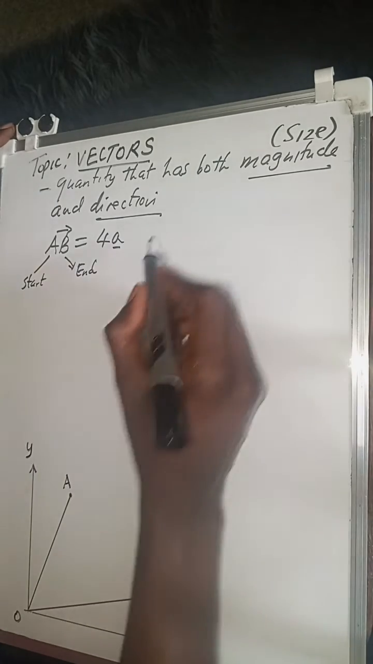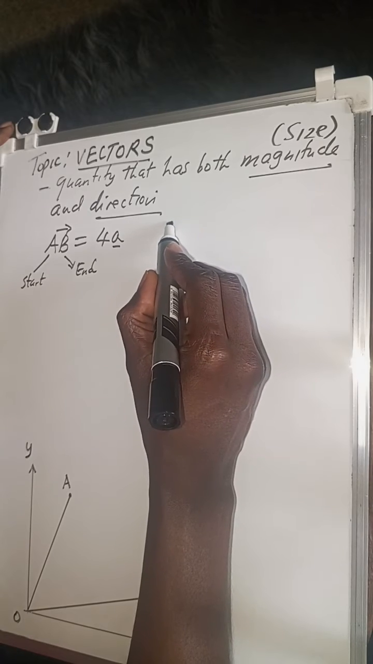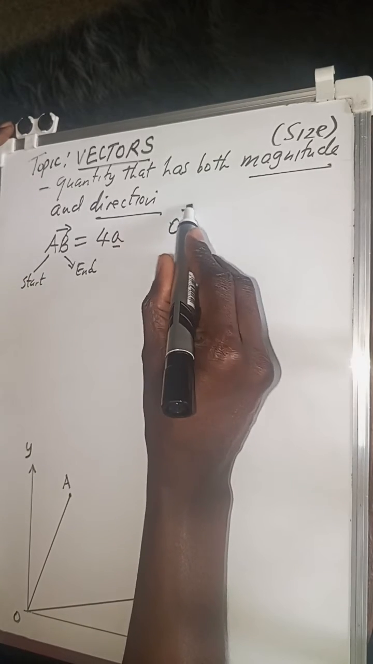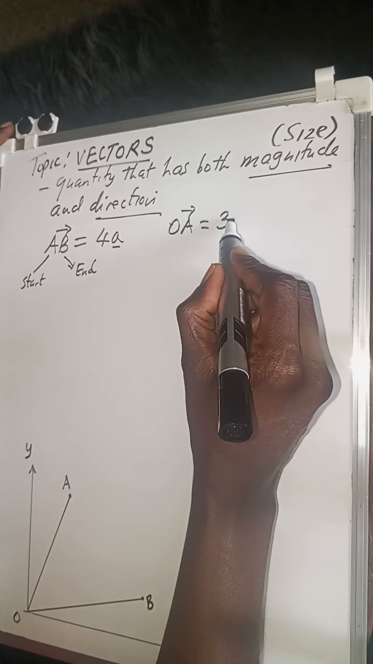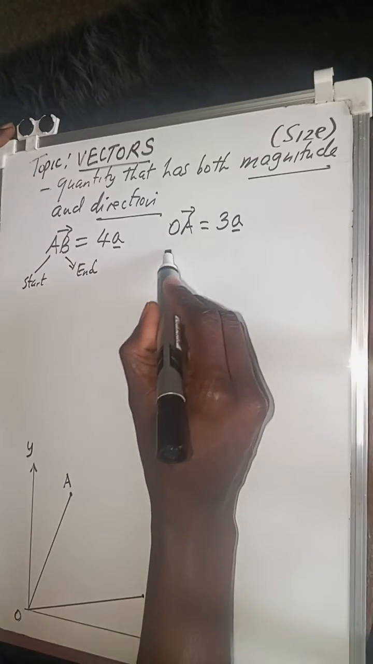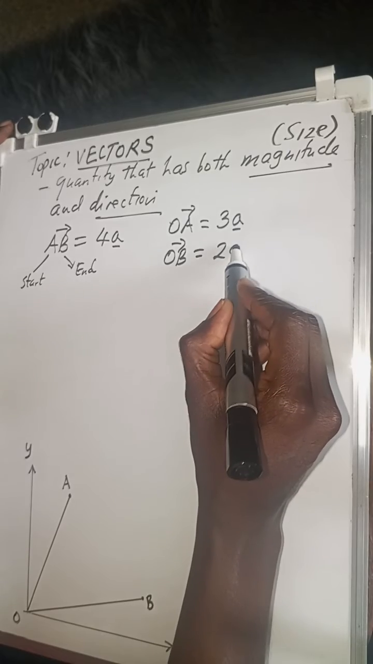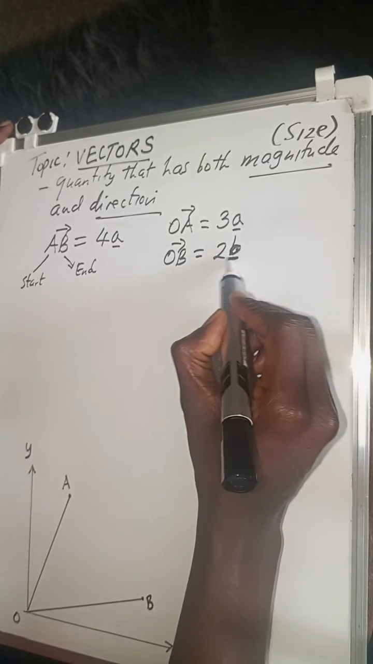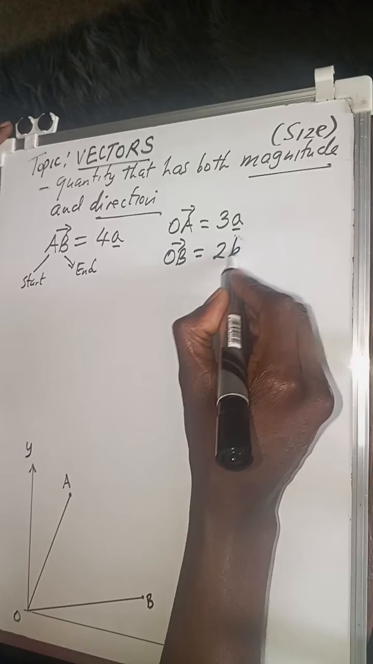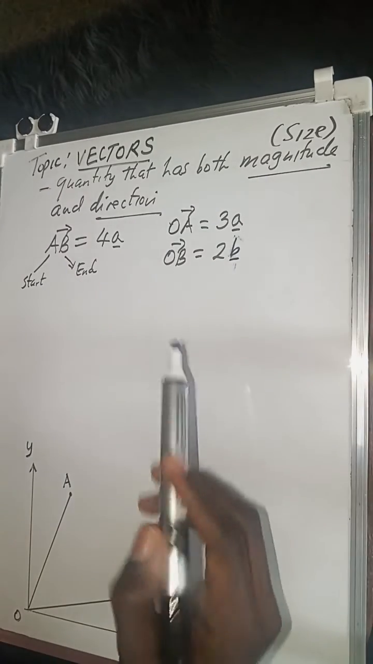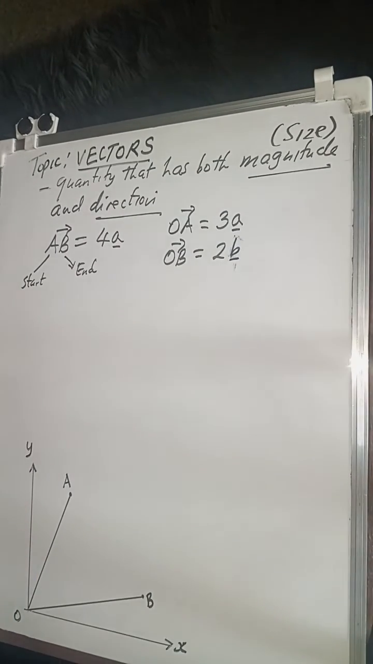Again, if I'm representing the vector OA, let me say OA is equal to 3 vector A, you see a dash. If I'm saying OB is equal to 2 vector B, you are going to see me put up a dash for the lowercase letters that we are representing. So those are representing magnitudes of a vector.